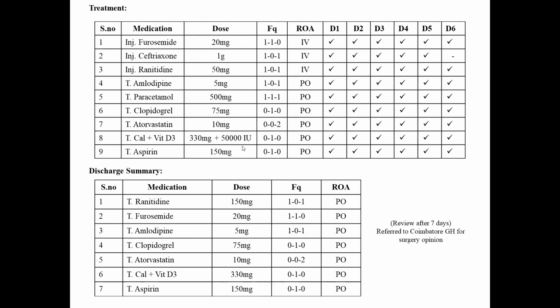On admission, the patient was given injection furosemide 20 mg and injection ceftriaxone for the treatment of the infection, as his polymorphs levels were elevated. And injection ranitidine is given as an H2 receptor blocker. Tablet amlodipine and tablet atorvastatin are given to reduce the intracranial pressure and the high blood pressure. Tablet paracetamol is a COX-2 inhibitor, which is provided as he had fever. Tablet clopidogrel and tablet aspirin are antiplatelet agents. And tablet calcium plus vitamin D3 is given as the calcium and vitamin supplement for kidney disease.